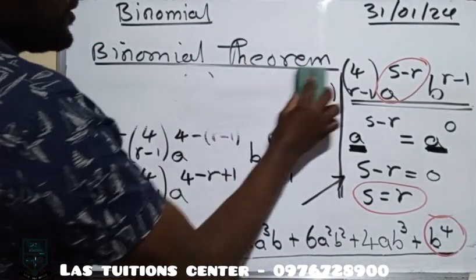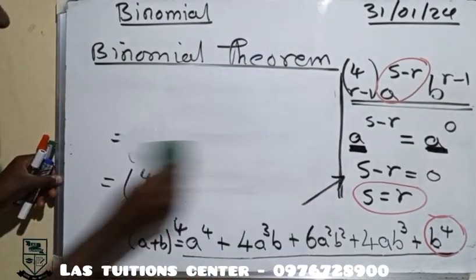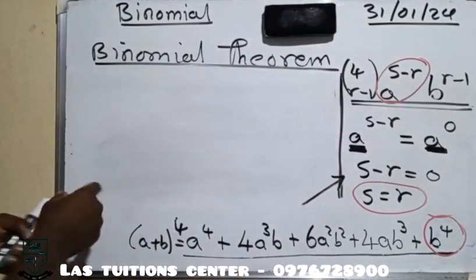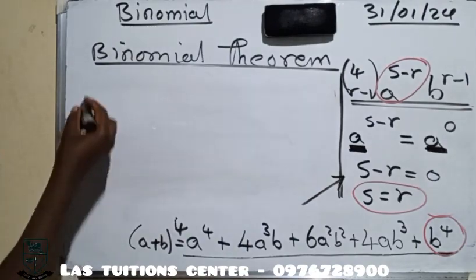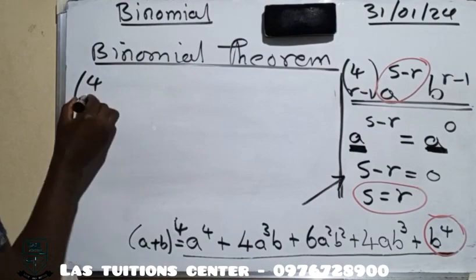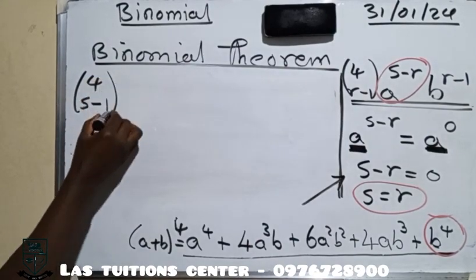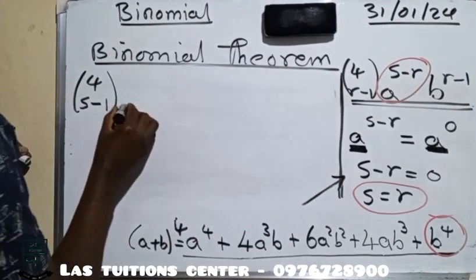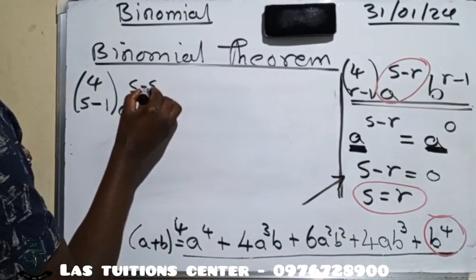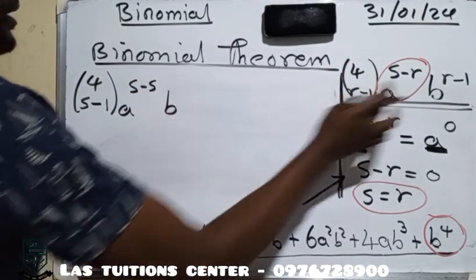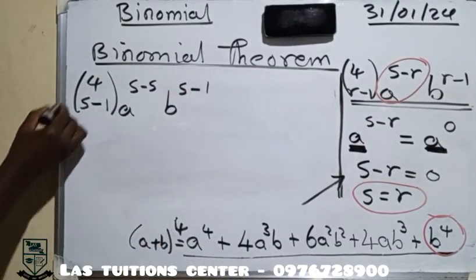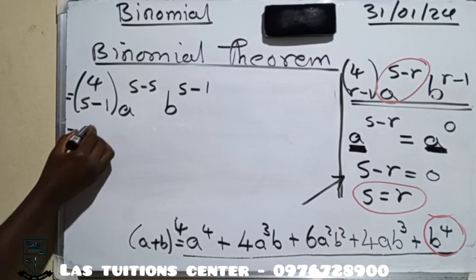So let's replace r with 5. Wherever there's r, we put 5. So we're replacing from this stage. We have 4 on top. Then r here, we have 5 minus 1. And then we have a to the power 5 minus r, r is 5, so we put 5. Then b to the power r minus 1, the r is 5 minus 1, which is going to be 4.